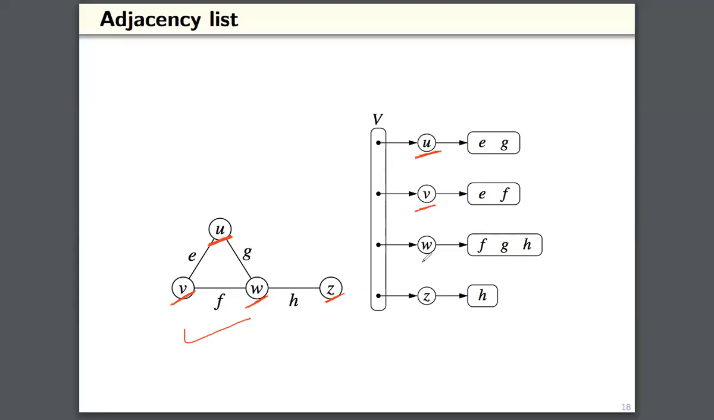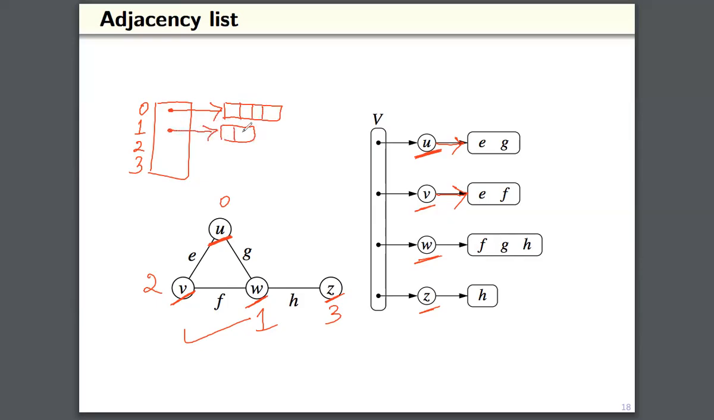U, V, W, Z. I mean, typically the vertices are numbered from 0 to n minus 1, right? 0, 1, 2, 3. So you can just have an array with index 0, 1, 2, 3, something like that. Okay, so here we are explicitly showing some labels U, V, W, Z, but it can be numbers like this, because typically vertices are given indices from 0 to n minus 1. Okay, so U has a list of vertices, V has a list of vertices, or here you can see that this leads to a list of vertices or an array of vertices. This leads to a list of vertices, and so on.